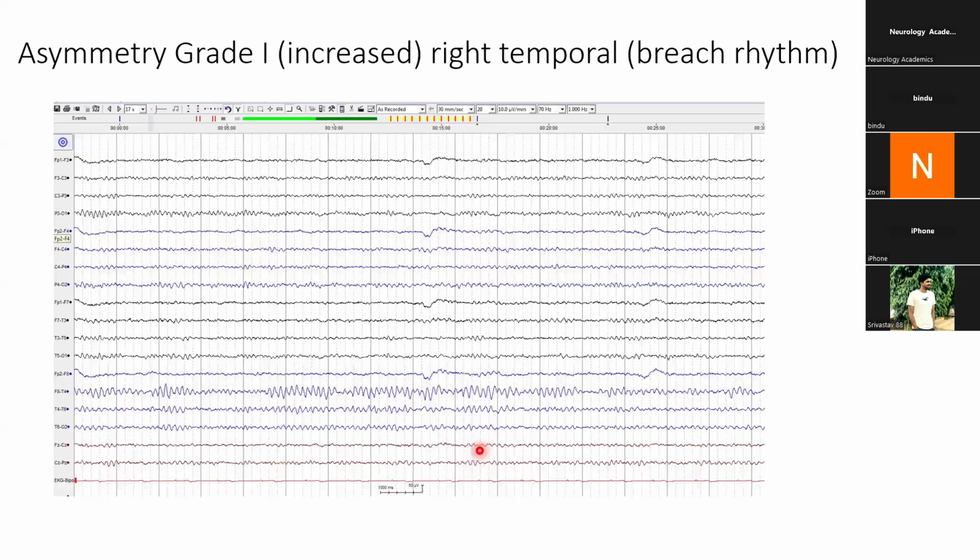Increased, you have to write increased or decreased also. That is a term which is additionally used in this particular one as compared to delta, and she is going to speak about suppression. So here increase or decrease is also one term that you should use. So this is asymmetry grade 1, increased right temporal breach rhythm after right anterior temporal lobectomy. Hope it is clear.